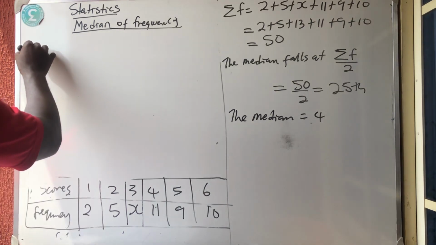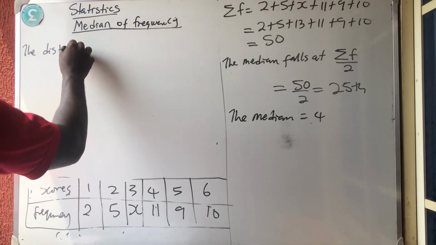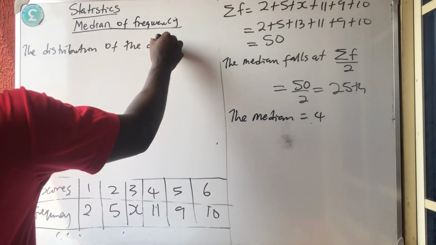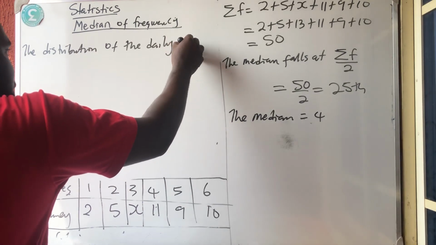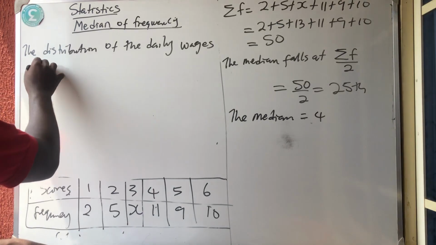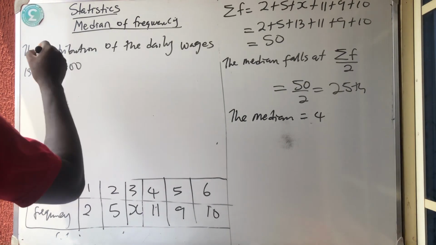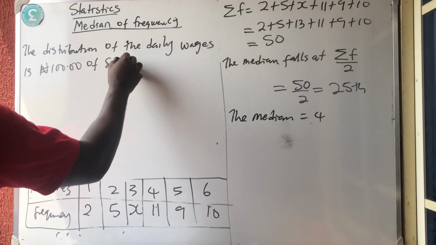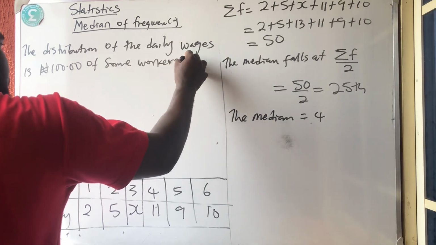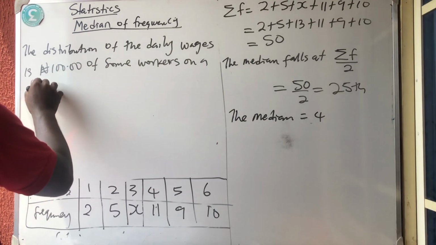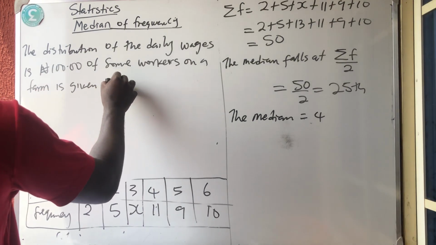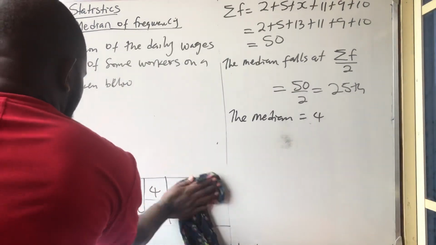They say the distribution of the daily wages, the daily wages is 100 naira, of some workers on a farm is given below. Okay, so let us draw what they gave us.